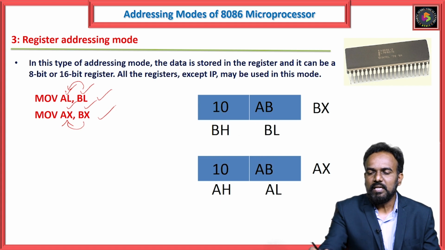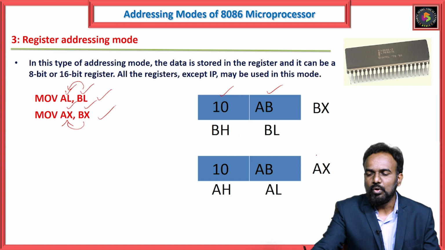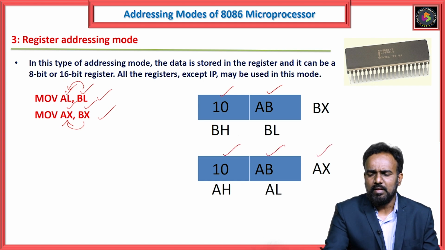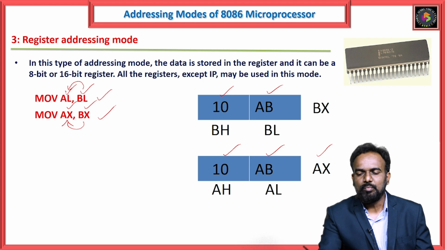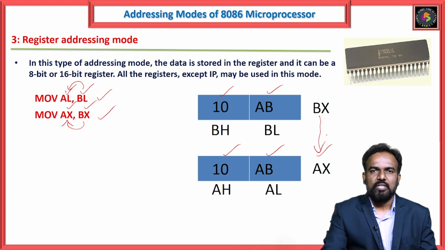Here the BX contains 10ABH, and we are moving it into AX. This 16-bit number, 10 and ABH, we are moving from the BX register to the AX register. This is called the register addressing.